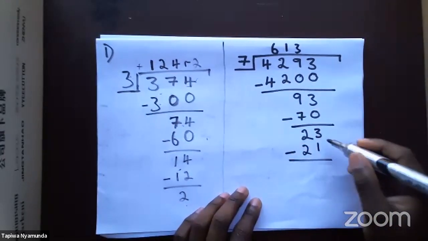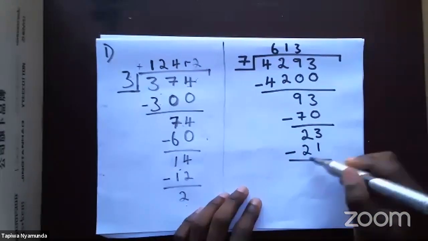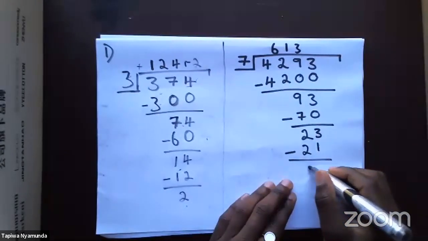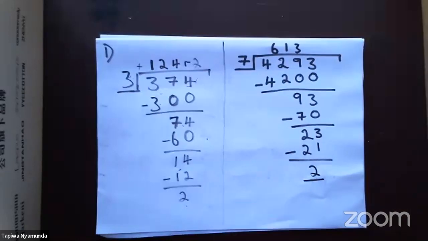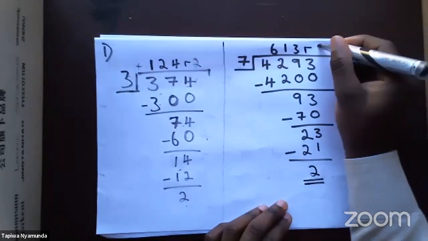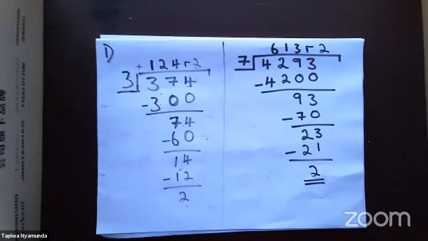And this is going to be what? 23 minus 21, which is going to give us what? A 2. This is the remainder. So I'm just going to write remainder 2.